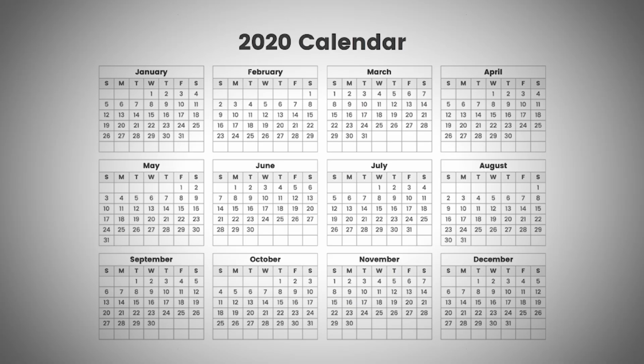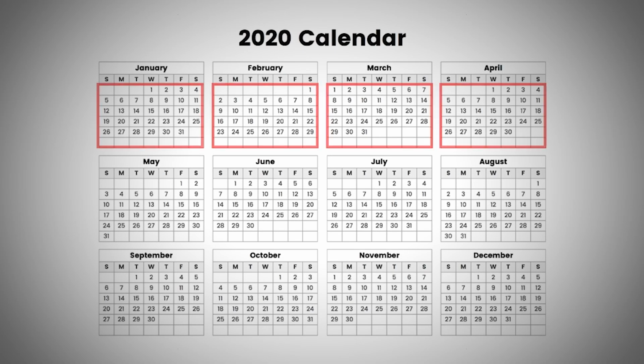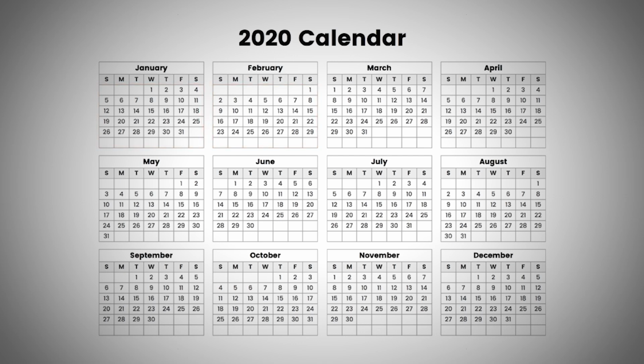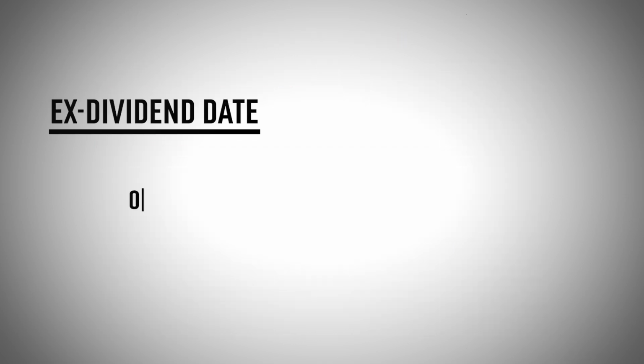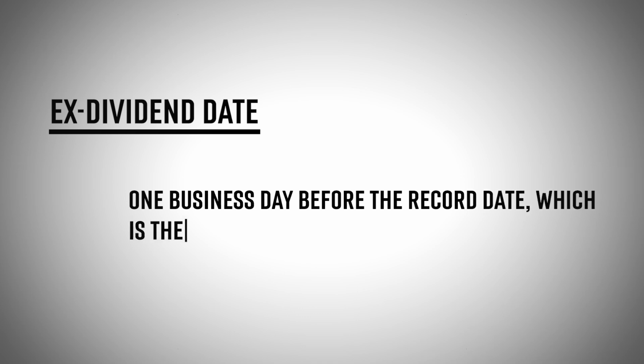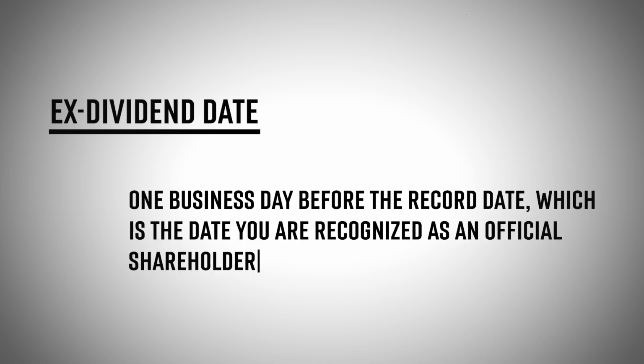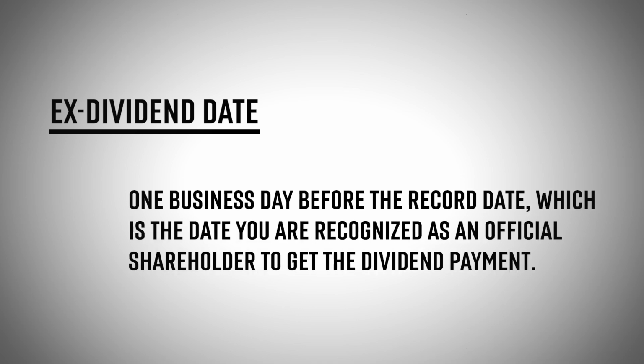Moving on from there, another important thing you need to be aware of is how you can actually get the qualified dividends to be considered qualified for the long-term capital gains rate. So in order to qualify, you must own the investment for a 121-day holding period, which means you must have owned the dividend investment 60 days before the ex-dividend date. For those that don't know, the ex-dividend date is one business day before the record date, which is the date you are recognized as an official shareholder to get the dividend payment.